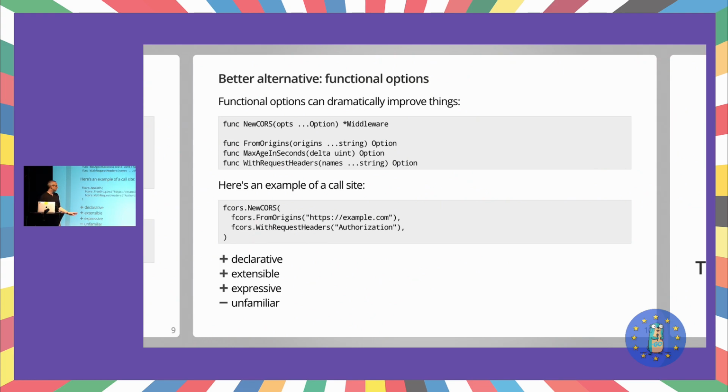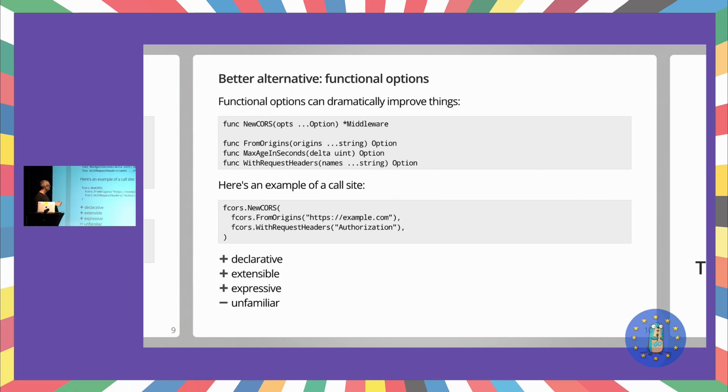And I don't know about you, but if you can forgive the repeated mentions of the package names in the qualified identifiers, it almost reads like an embedded DSL. It's pretty nice to read. It's also extensible, same as the config struct, and it's expressive. It actually solves the problem with the zero value that I just mentioned.